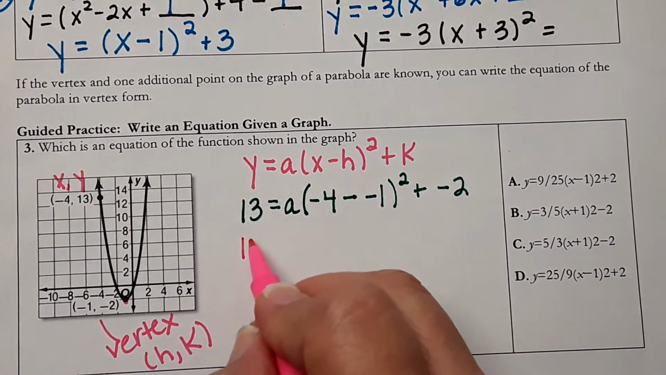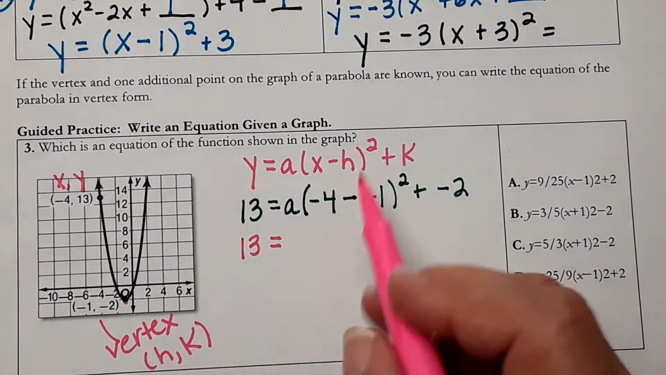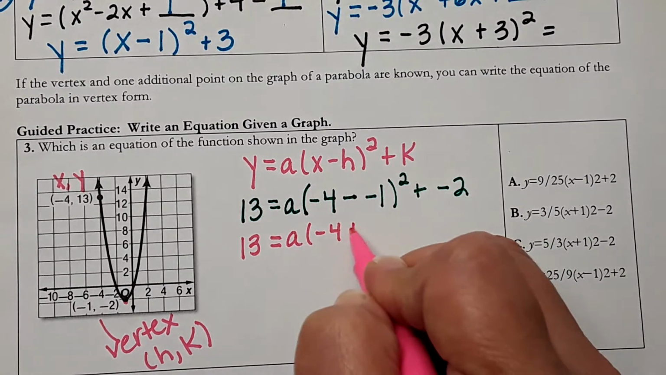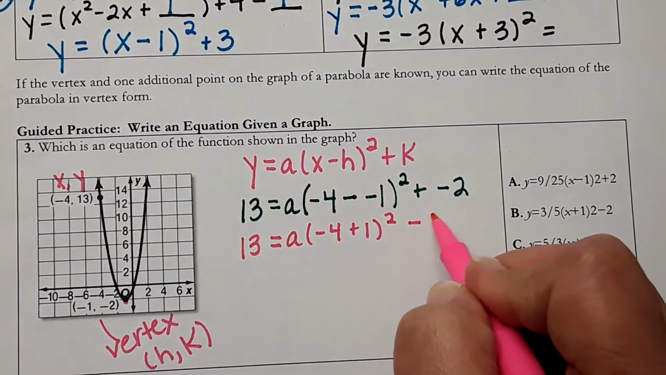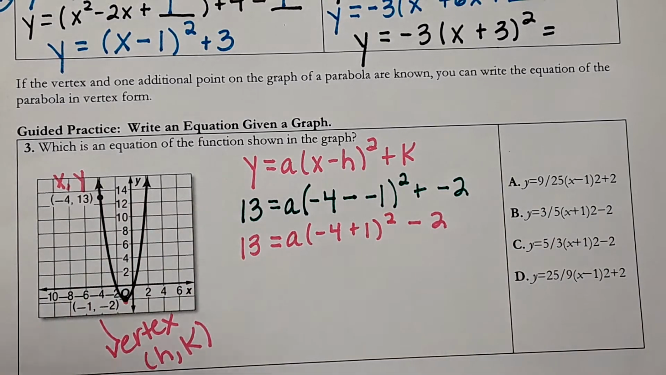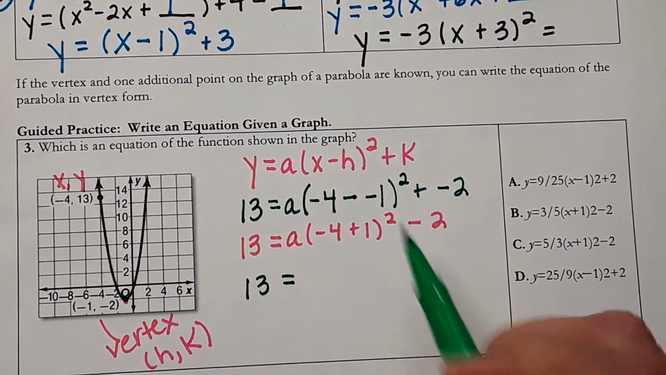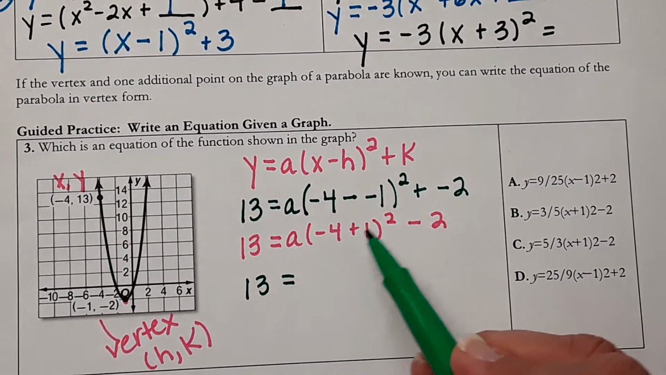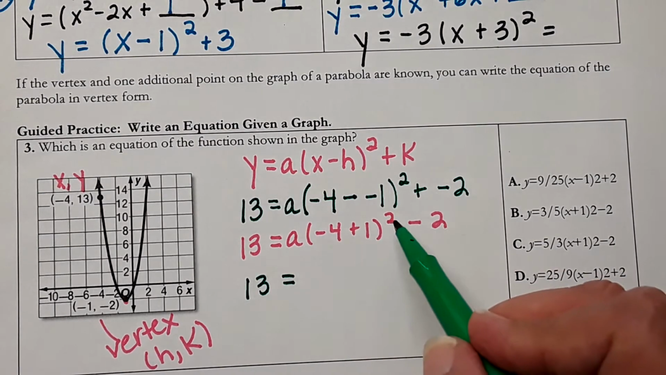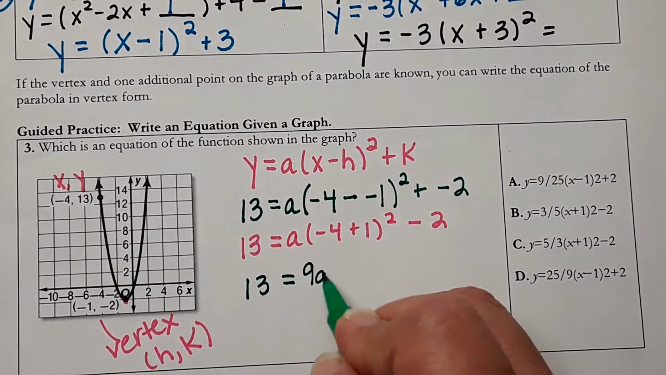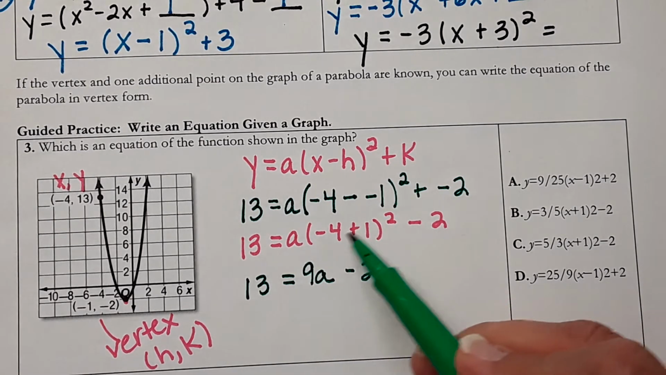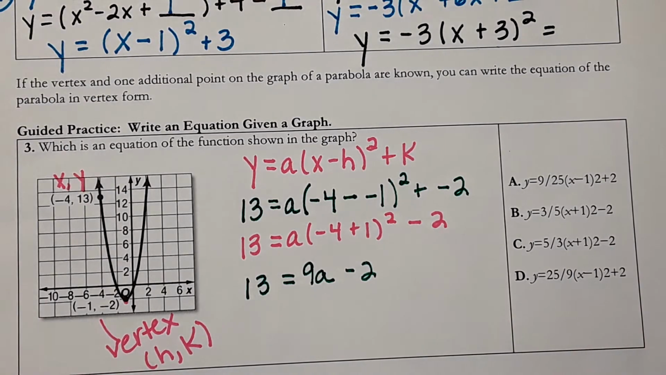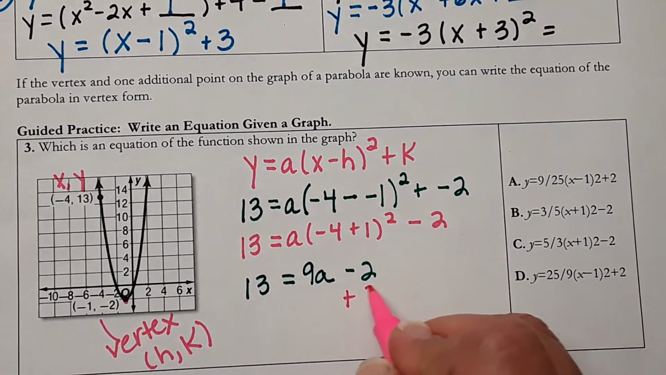So this becomes 13. Inside, this becomes -4. I'm going to just rewrite it because it is notes. -4 plus 1 squared, and then I'm going to rewrite that so it looks -2. Now I have 13 equals -4 plus 1 is -3. -3 squared is 9A minus 2. So again, -4 plus 1 was -3, and -3 squared was 9. And now I'm going to solve this equation just like I usually do.